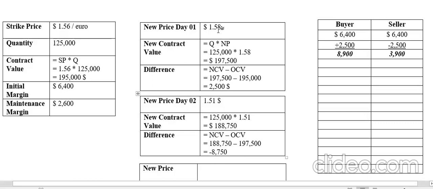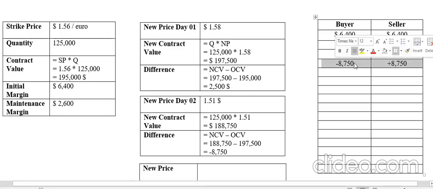Now, the price was 1.58 yesterday when we adjusted the accounts, and now it has come down. So just like an increase in the price is a profit for the buyer, a decrease in the price of the underlying asset will be considered a loss for the buyer. So we will subtract 8,750 from the buyer's account, and meanwhile we're going to add the same money to the seller's account.